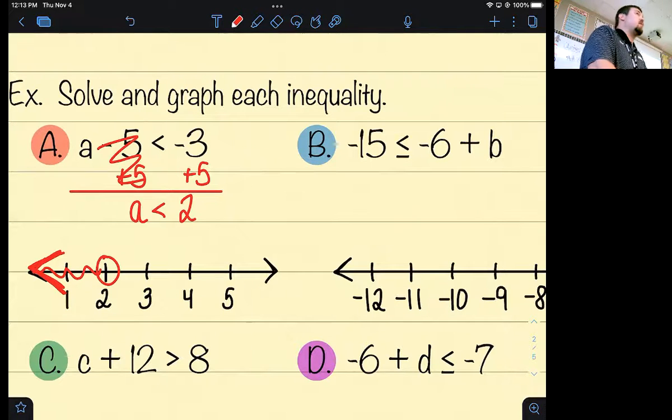Now, as to what you would write on your work papers for tonight's homework, you would need to write down the same things you did for equations, meaning you would need to write down the original problem on your paper, what you're doing to both sides underneath, and then your answer. You do not need to write the number line or graph on your work paper.